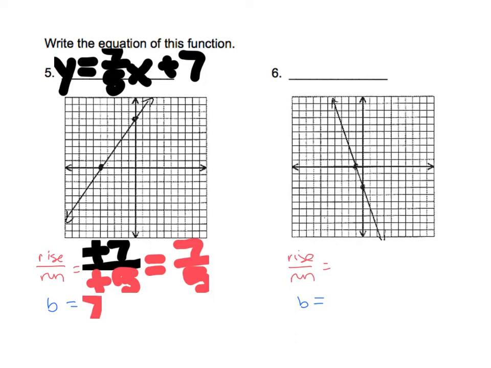All right, number 6. I'm going to actually let you guys do this one on your own. Be sure to identify your y-intercept first and then follow your directions. Remember, if you go down, it's negative. If you go to the left, it's negative. If you go up, it's positive. If you go to the right, it's positive. So remember that when you're using your rise over run. And then don't forget to write your final equation.